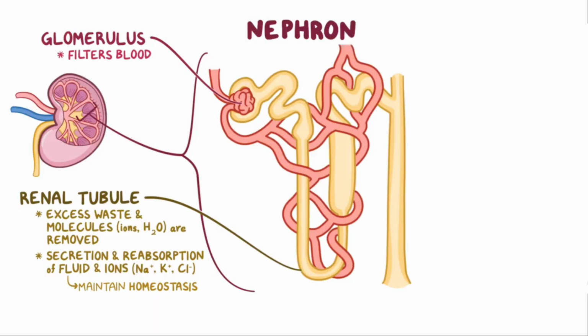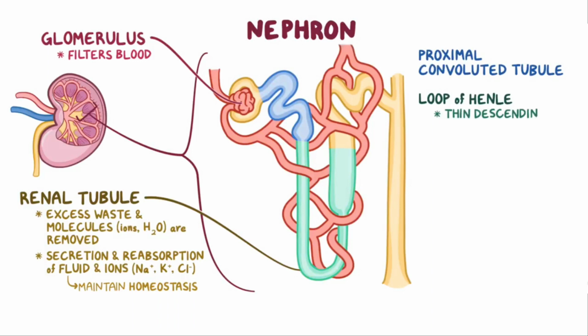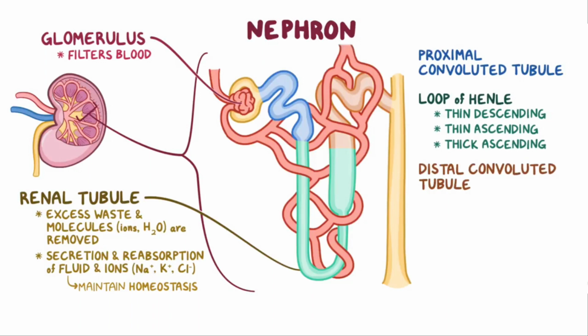The renal tubule has a few segments of its own: the proximal convoluted tubule, the U-shaped loop of Henle with a thin descending, a thin ascending, and a thick ascending limb, and finally, the distal convoluted tubule, which empties into the collecting duct, which collects the urine.